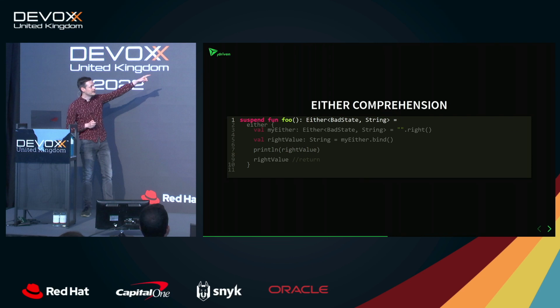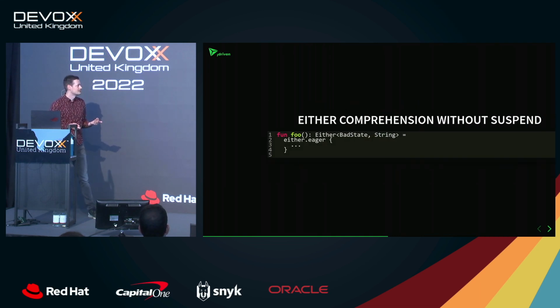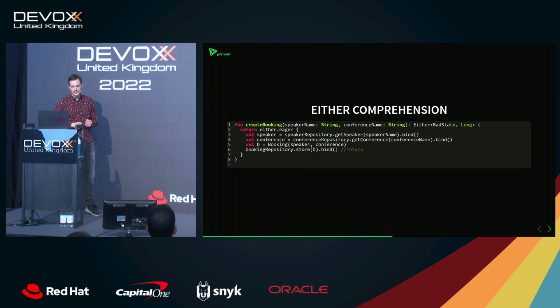We also now see that our function is suspended. This is Kotlin's coroutines. This is because Kotlin's Arrow team uses the coroutine framework in order to do this short circuiting. If you don't want your function to be suspended, we can just use either.eager, and we fix that. So how would this look like in our service?